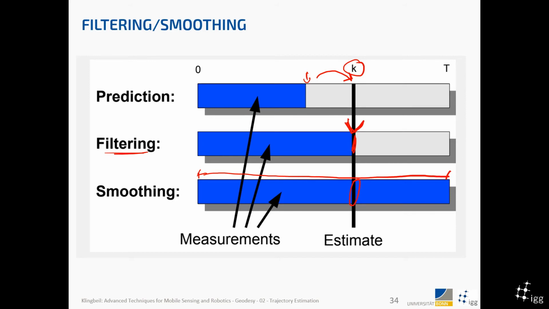For example, if I'm driving around in the city to get a very good 3D model of my city, then it's probably not necessary to calculate my trajectory in real time. So I could wait until I have all my measurements, and then I could do smoothing. So in the example of mobile mapping, smoothing is the much better solution, because if we filter here, we ignore all those measurements that we already have.